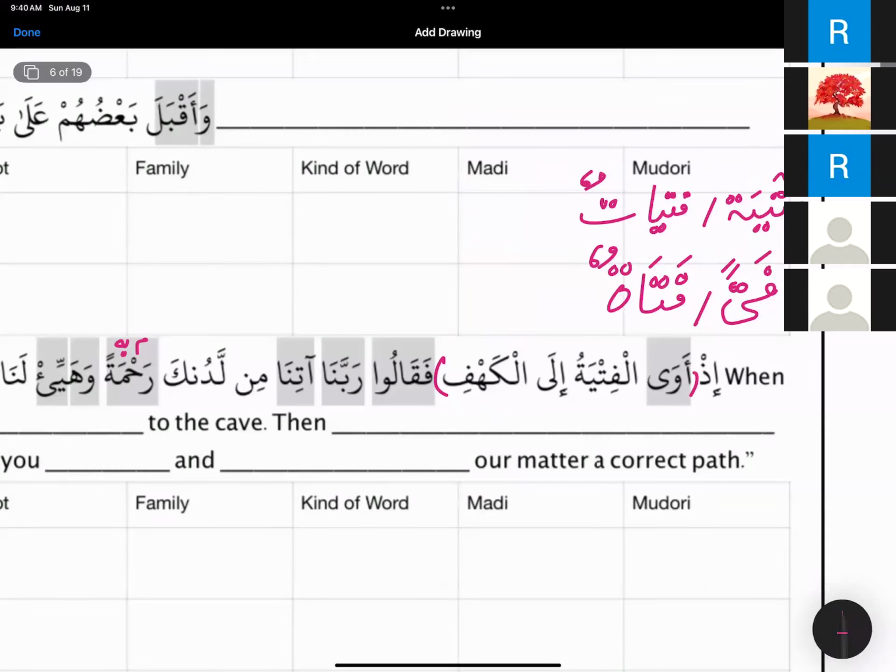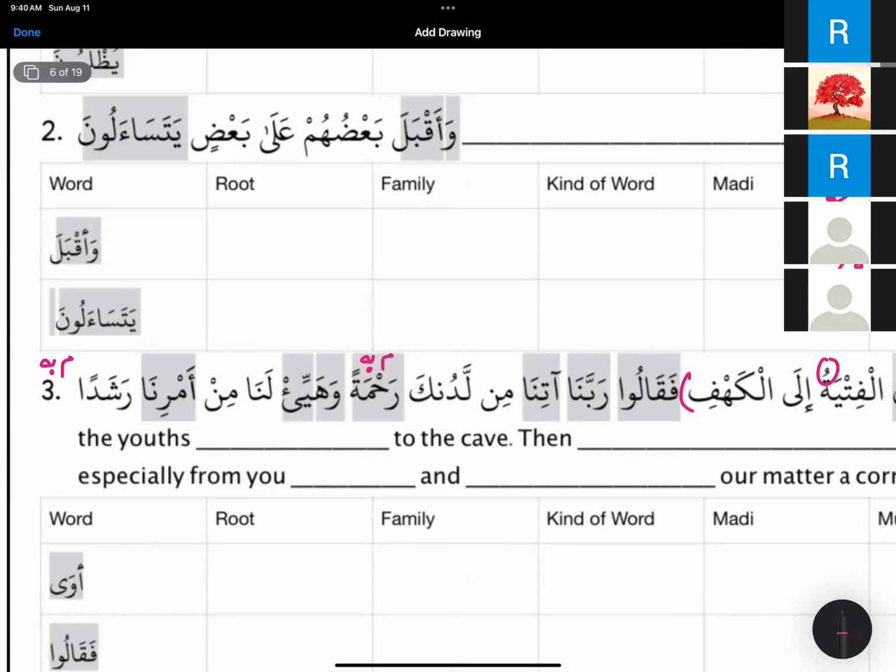So we have awa, fail, and where is the fail? Fityatu. Fityatu, right? So this is the fail of awa. So these young boys took refuge ilal kahf, in towards a cave, right? So the whole thing is mudaf ilayhi, in the position of jar. And then faqalu, then they said. So now qalu came, what are we expecting? Maqulul qawl, mafulun bihi in the position of nasb. So faqalu, then they said what?